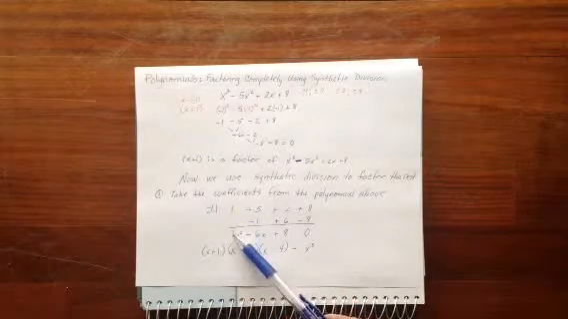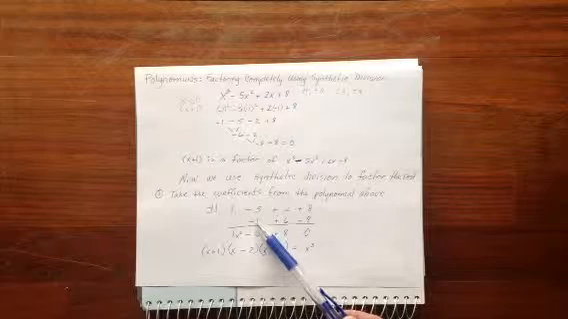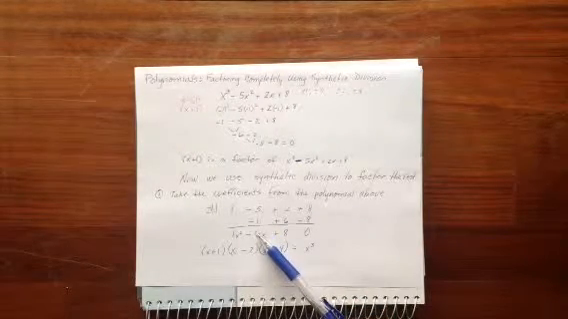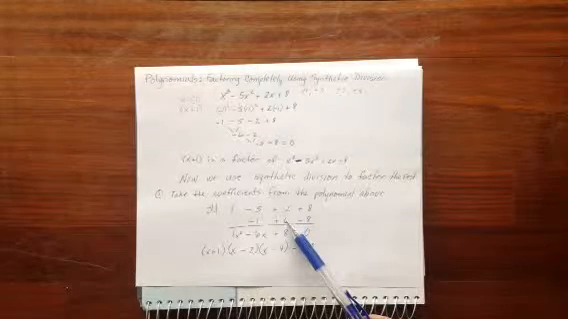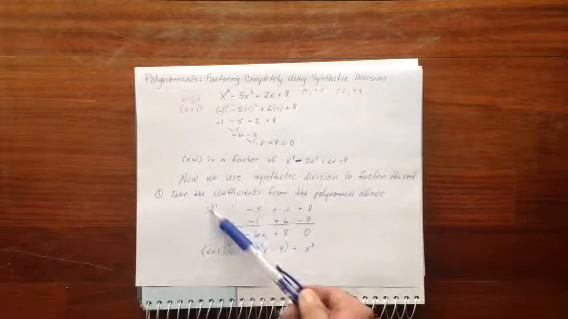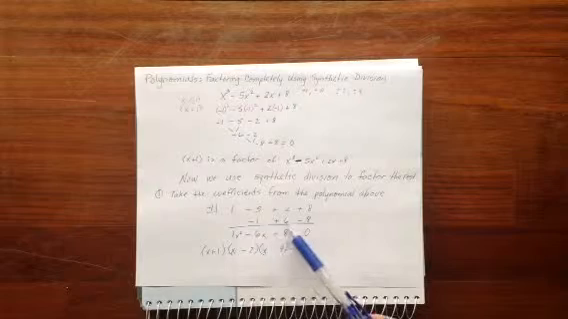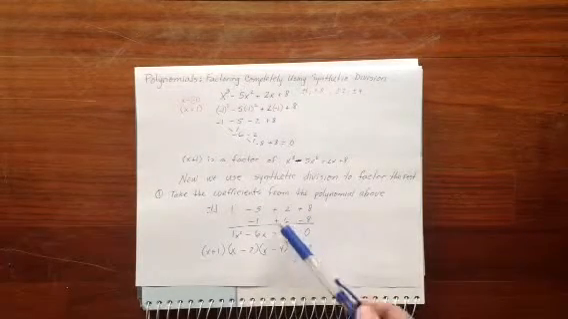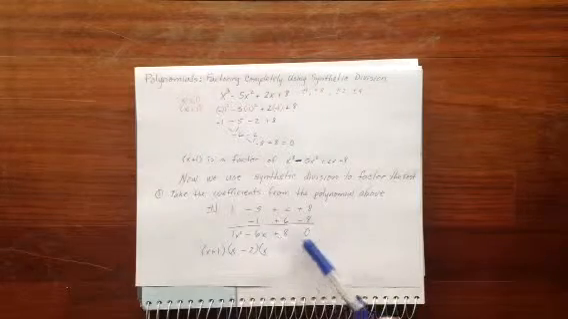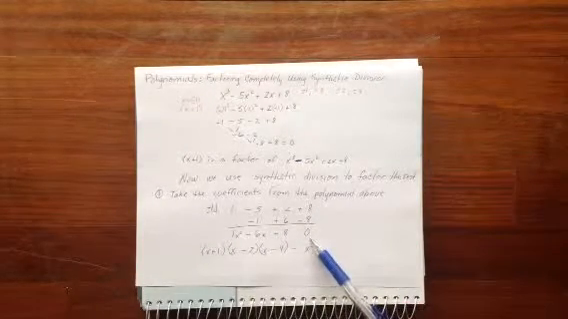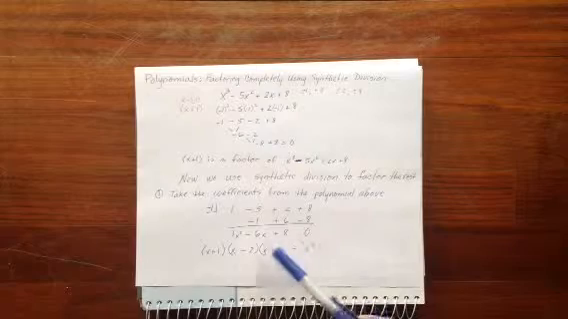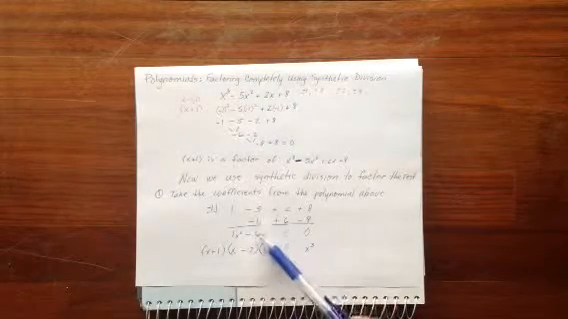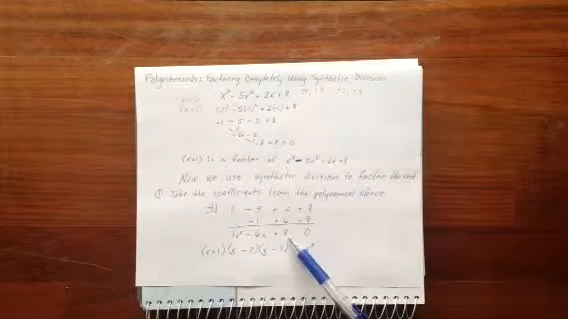So negative 1 times 1 is negative 1. Negative 5 plus negative 1 is negative 6. Negative 1 times negative 6 is positive 6. 6 plus 2 is 8. Negative 1 times positive 8 is negative 8. And indeed we hit 0. So our next factor is 1x squared minus 6x plus 8.